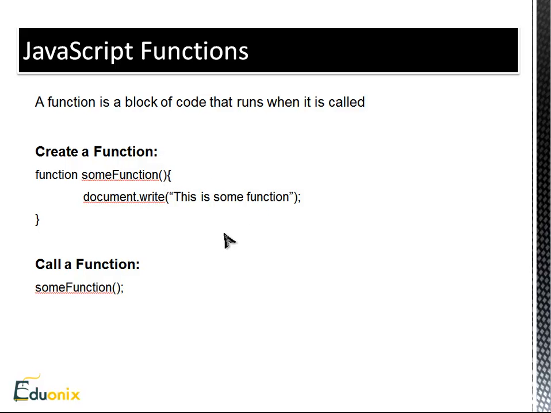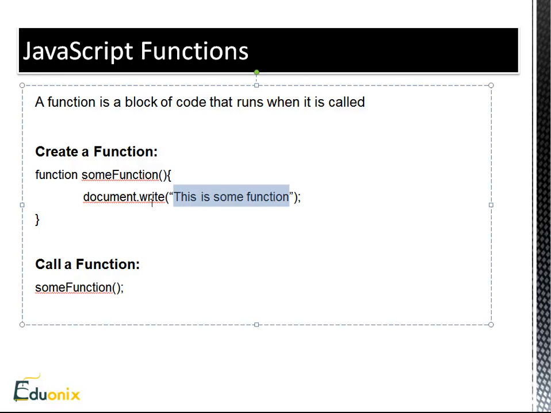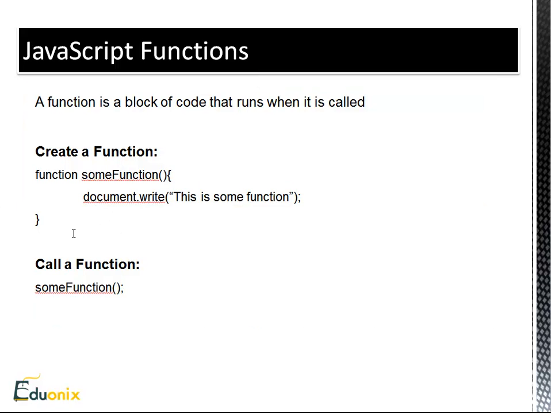This is a very simple example. There's no parameters. We're just saying we want this function that's called someFunction to write out "this is some function." document.write is a command that will just print it out to the screen. So that's all this function would do.